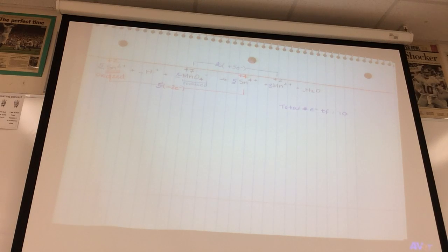Now I've got to balance the O's and the H's. I've got 2 times 4 is 8 O's here. And I've got 1 here. So what coefficient goes in front of the water? 8. And now I've got 8 times 2 is 16 H's on the right. And I don't have H's anywhere except here. So my coefficient of the proton is 16. It's not so bad.